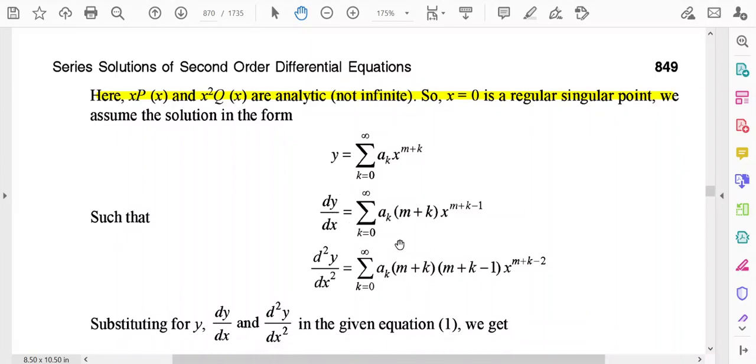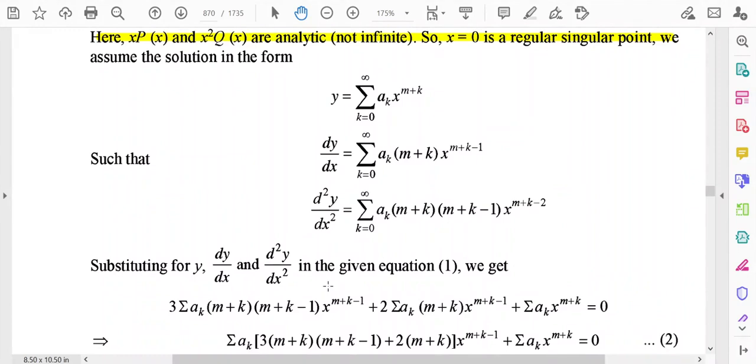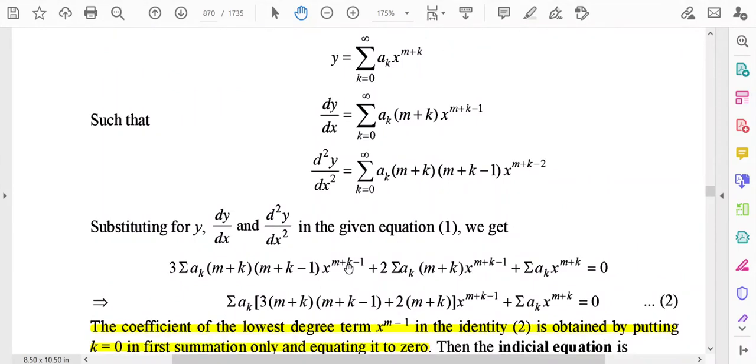So dy by dx will be ak (m plus k) x to the power m plus k minus 1, and d square y by dx square will be ak (m plus k)(m plus k minus 1) x to the power m plus k minus 2. So these are the values of dy by dx and d square y by dx square. Next we have to substitute the values of y, dy by dx and d square y by dx square in the given differential equation. So after the substitution, the equation becomes like this.